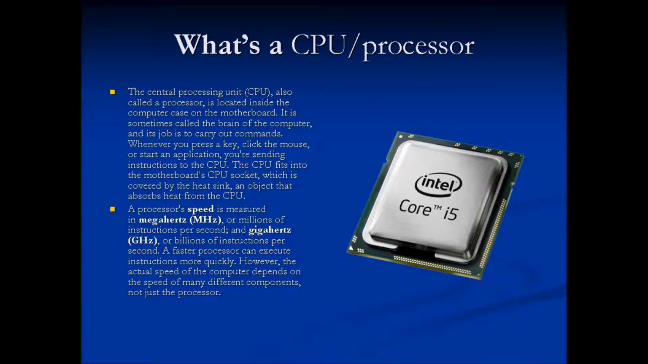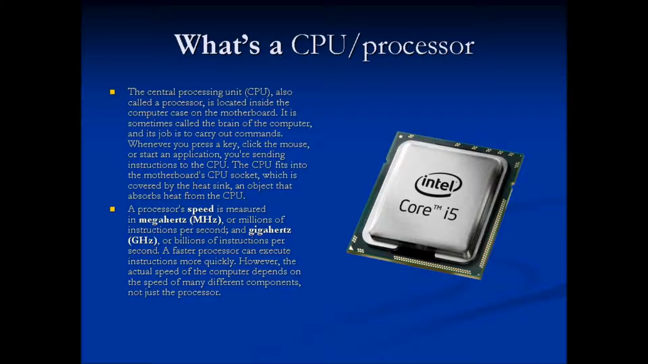What's a CPU or processor? The central processing unit, CPU, also called a processor, is located inside the computer case on the motherboard. It is sometimes called the brain of the computer, and its job is to carry out commands. Whenever you press a key, click the mouse, or start an application, you're sending instructions to the CPU.